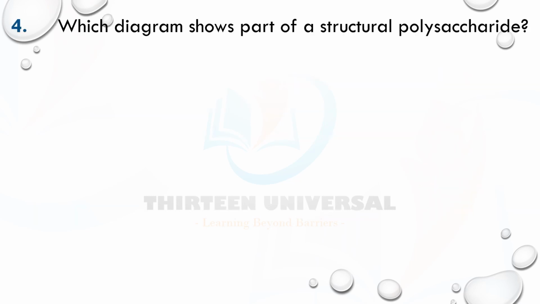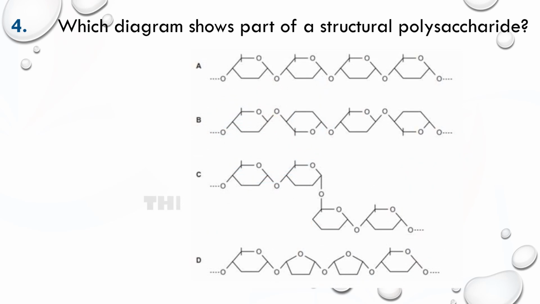Which diagram shows part of a structural polysaccharide? Structural polysaccharide is cellulose. Remember that one thing about cellulose is that there's rotation. The adjacent glucose molecules rotate by 180 degrees, so there's no rotation here. This is oxygen. There's no rotation, so it cannot be A. A looks like amylose. Amylose has a straight chain.